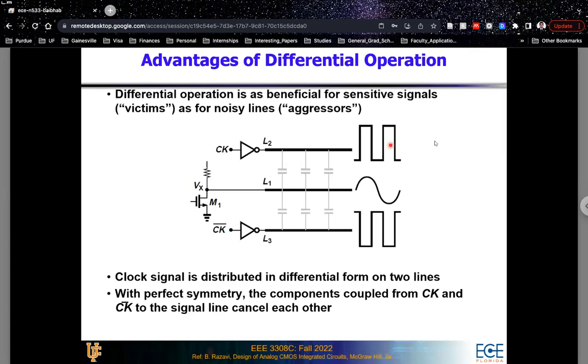Similarly, we have seen more examples of victims and aggressors. For example, in this case, even if we had a single-ended analog line, there are two digital lines going in parallel with that particular analog signal line. And these digital lines, if they are differential, let's say they're clock and clock bar, in that case, they will affect the signal line in a similar way. And again, you'll see a very low amount of interference or very low amount of signal coming from the aggressor to the victim line.